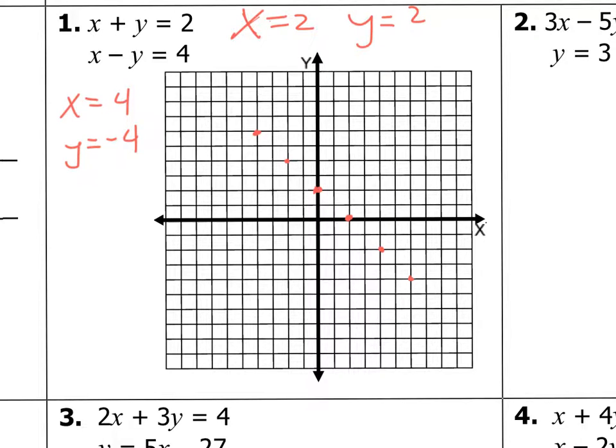On number one, they're both in standard form. So basically what I did was I plugged in a 0 for y, and I found x to be 2. Then I did the same thing for x. I plugged in a 0 for x and found that y was equal to 2. So those were my two intercepts. All right, then I graphed those.